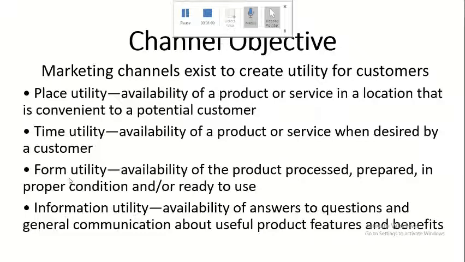And then the third is form utility, which is the availability of the product processed, prepared, in proper condition, or ready to use. And then the last is information utility, which is the availability of answers to questions, general communication about useful product features and benefits.